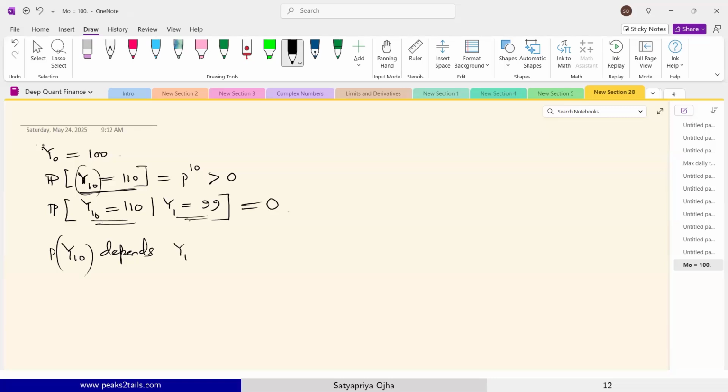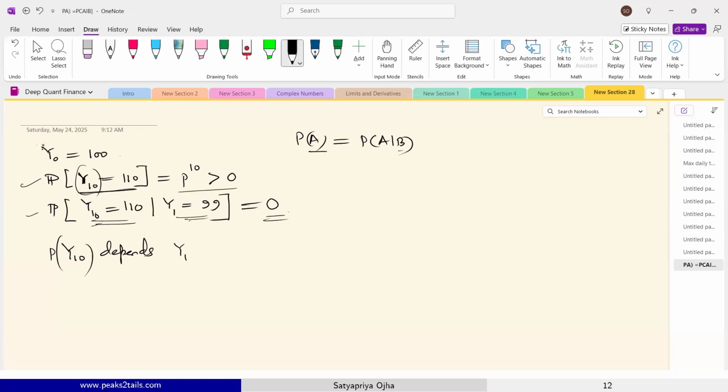Correct? If these two were the same, unconditional probability same as conditional probability, then the events are independent. Remember this: if probability of A is the same as probability of A given B, then we say A and B are independent. Because when B happened, no changes to the probability of A. Probability of A is unaffected by B. Then A and B are independent. But here we are clearly seeing that is not the case.